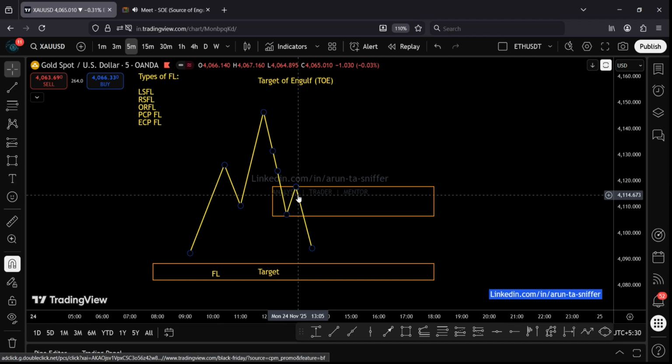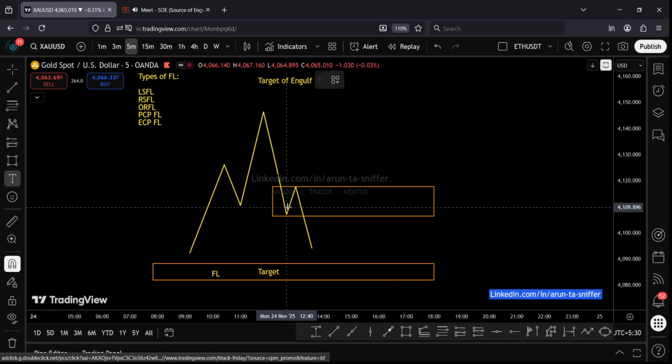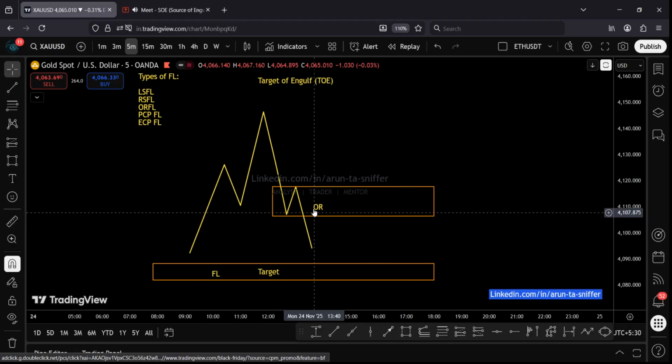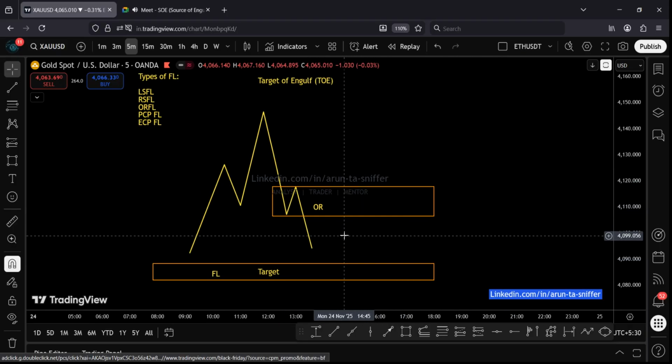This is not an FL right now. This is just an OR or FTR. OR is FTR, and when this holds the price and pushes back again, then this becomes ORFL, as per the definition.